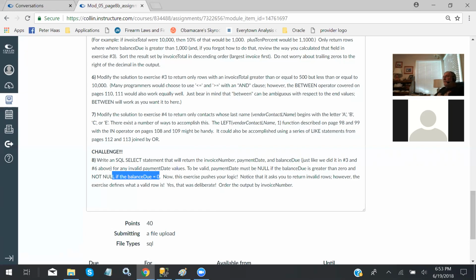No, I think I understand what you're saying. The easiest thing to do is just write it such that it's returning all the valid rows, and then put it in parentheses and put a not in front of it. Okay. And you should get 2. Yeah, there's 2 there. Okay. And you were correct on the other one.